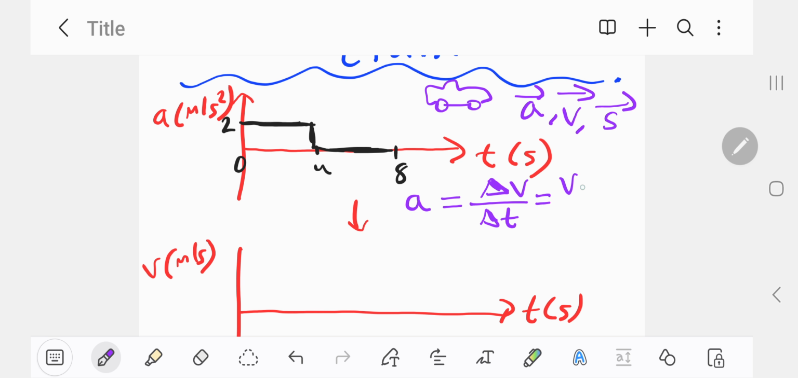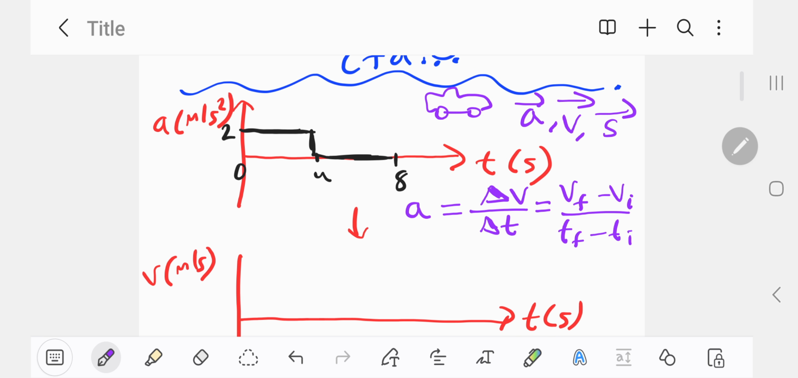Okay, that's just, in other words, the final velocity minus initial velocity over the final time minus initial time. Remember, delta means change in. It's Greek. It's used a lot in maths and physics. If it was delta capital T, it would be the change in temperature. Okay, that'll be final temperature minus initial temperature. So to work out, in other words, delta V, we need to do A times delta T, if you rearrange this expression here.